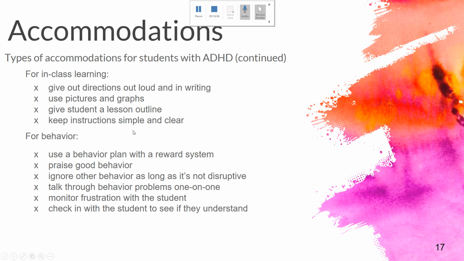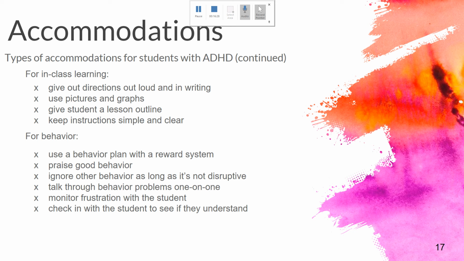So some more accommodations for in-class learning. You can give out directions out loud or in writing. You can use pictures and graphs. You could give the student an outline of the lesson so then they can make notes as it goes along. You can also keep instructions simple and clear, and that is very key with working with students with ADHD.